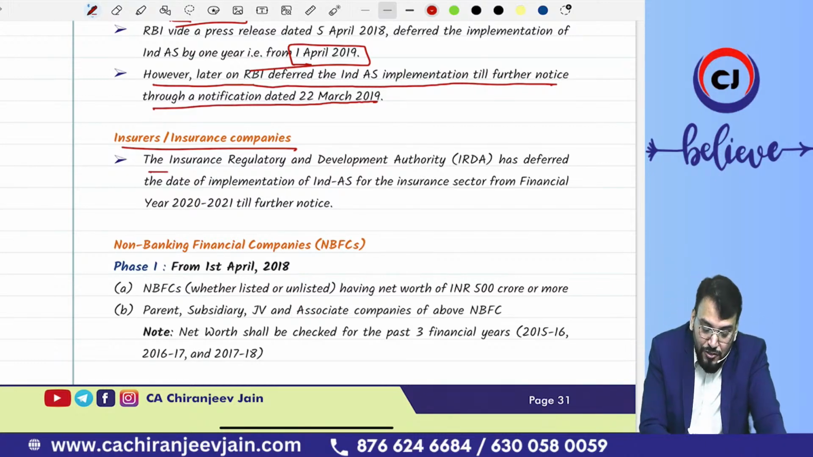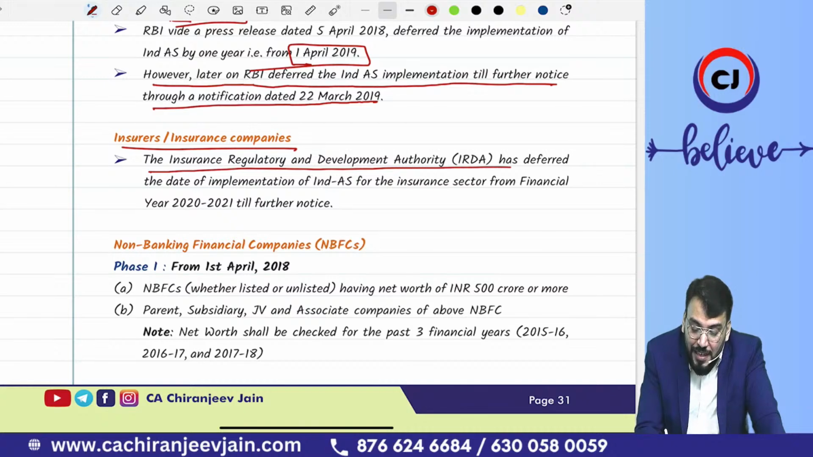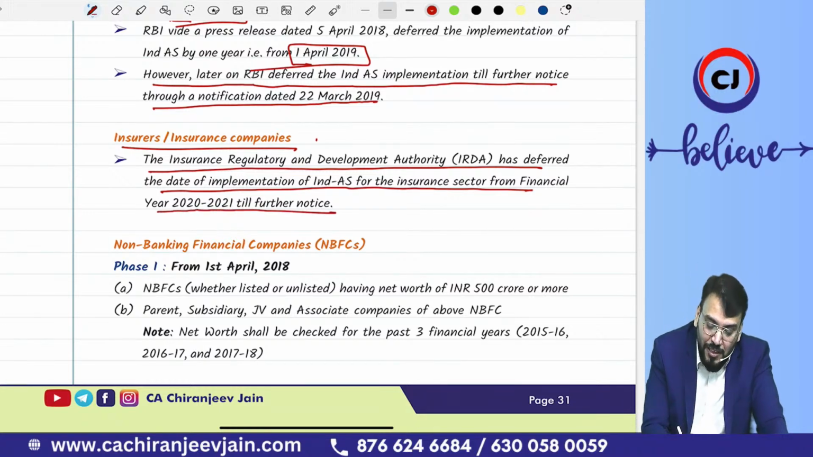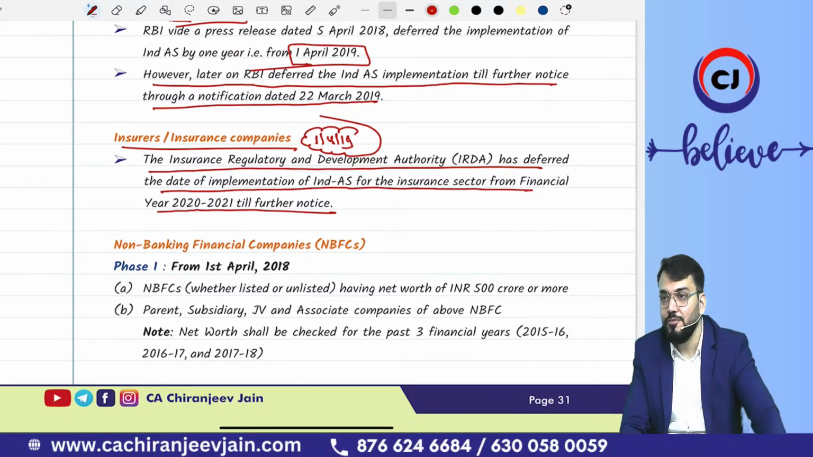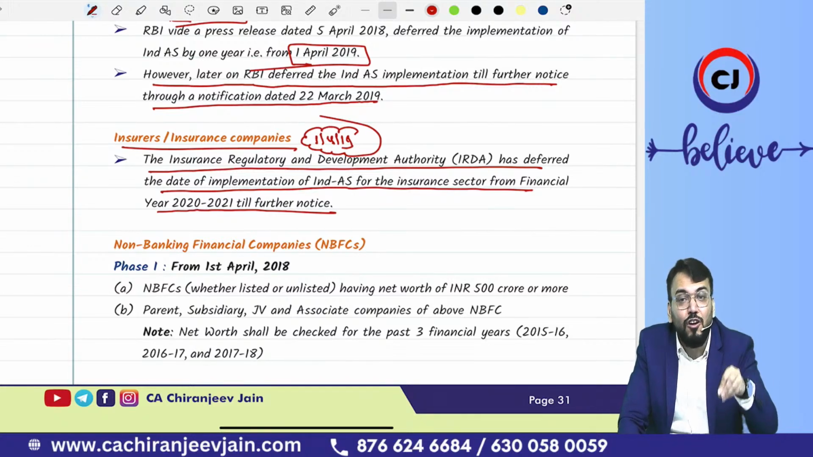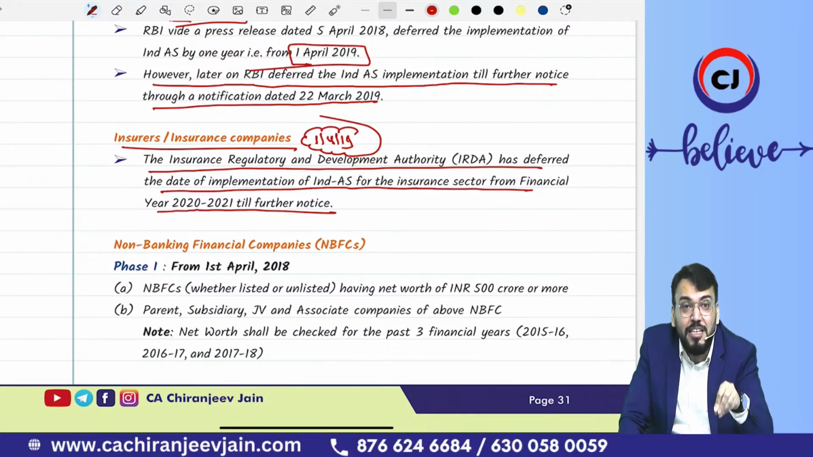Correct? Same thing. The Insurance Regulatory and Development Authority has therefore deferred the date of implementation of IND AS for the insurance sector from financial year 2020-21 till further notice. The initial date was 1st April 2019. This was announced, and that was deferred. Understood? So can you say IND AS is not applicable for banking company and insurance company?